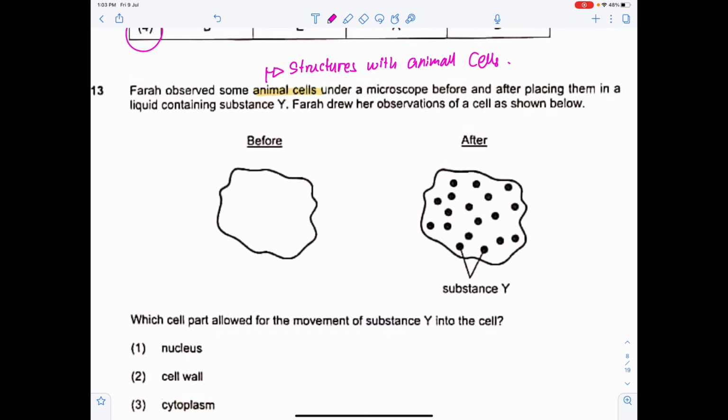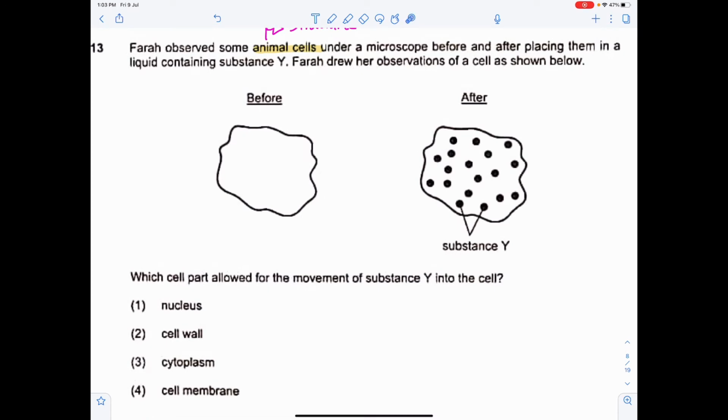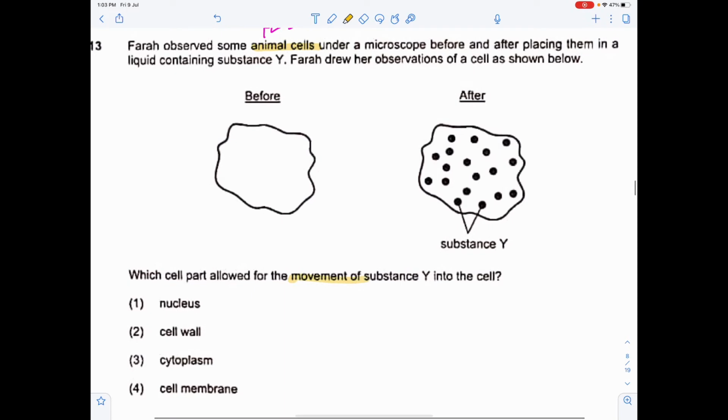Alright? So then they ask you, which part of the cell allowed for movements of substance Y into the cell? So straight away, when I see the words movement of substance into the cell, I will relate this to the cell membrane, because the function of the cell membrane is to control substances entering and leaving the cell. So for cell questions, you have to memorize the functions. Alright? So the answer is cell membrane. Next.